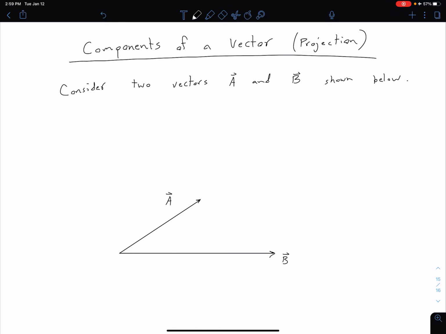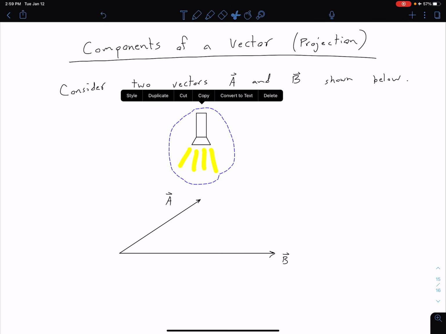The last topic we're going to look at in our vector algebra review, before a couple of examples, is components of a vector, or projection. So let's consider two vectors, A and B, as shown below. An easy analogy for this is if we think about a light source behind A pointing towards B. So what we have is something that looks like this.